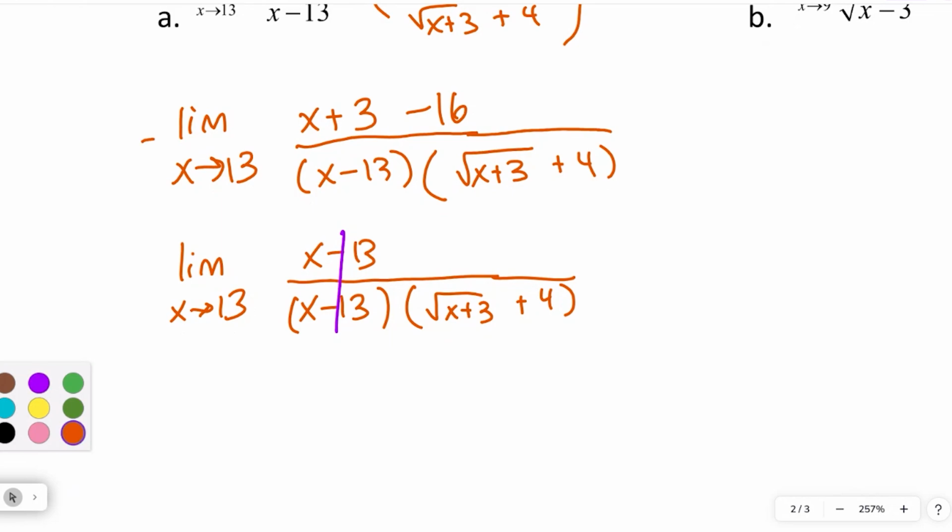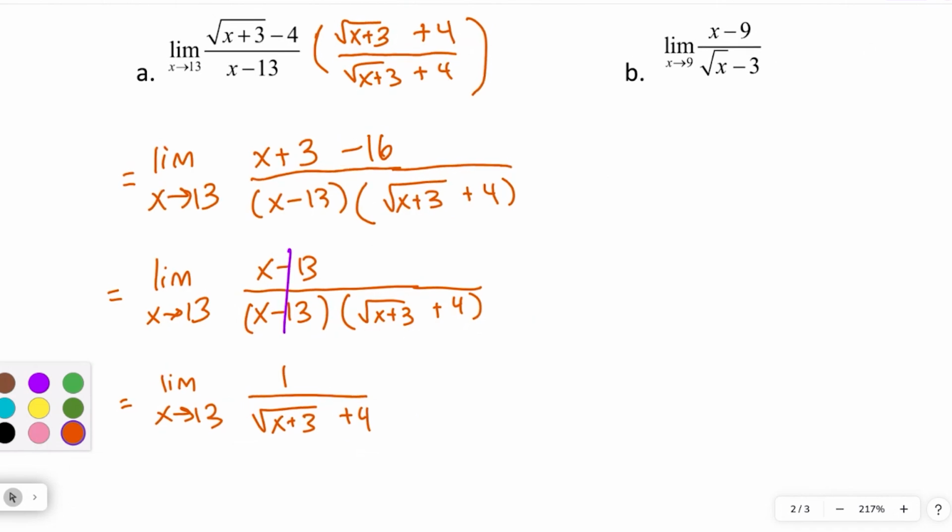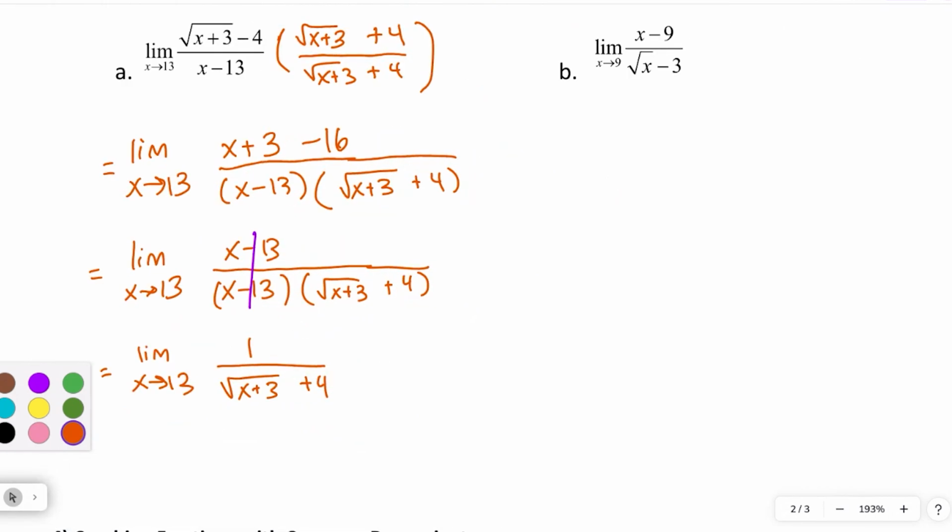So this should have some equal signs in here. So this equals the limit as x approaches 13 of 1 over the square root of x plus 3 plus 4. And now that we've removed the removable discontinuity, or the hole, we could just use direct substitution and just plug in 13. We don't even need the limit notation; we could just go ahead and plug it in at this point.